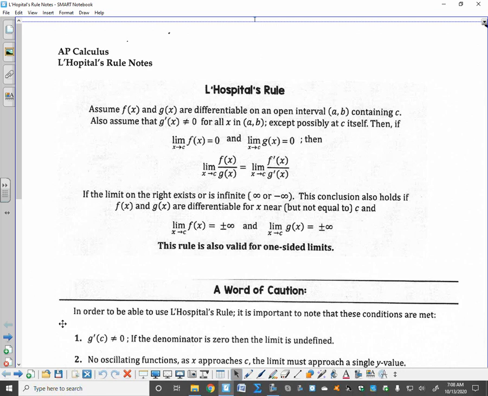Okay, then if the limit of the top as x approaches c goes to 0, and the limit of the bottom as x approaches c equals 0, then the limit of the overall function is the limit as x approaches c of the derivative of the top over the derivative of the bottom.